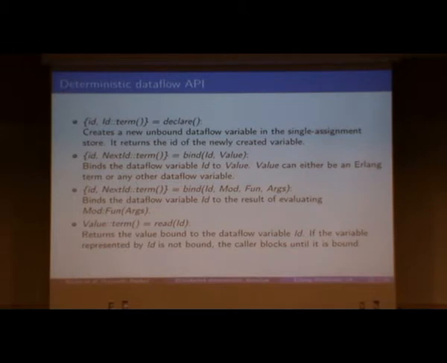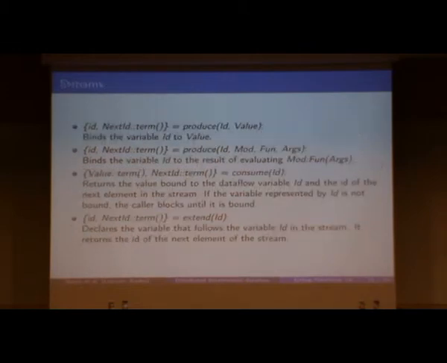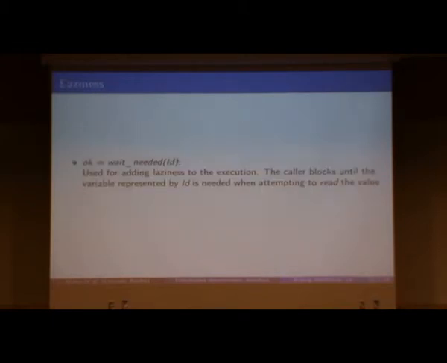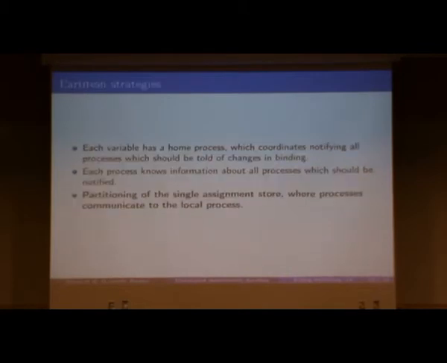So you just have a declare and it returns something like OK, term, and then you can bind to a function. This will execute the function and bind it to the value. You can read, produce values, consume values. The laziness operator is just wait needed, and then it will lazily realize any of the functions, so the things will be stored as functions. And then when you call the thing to read, it will go and realize all those values.